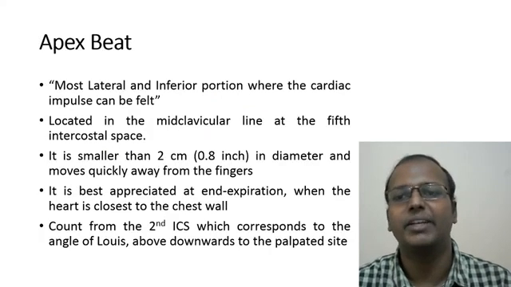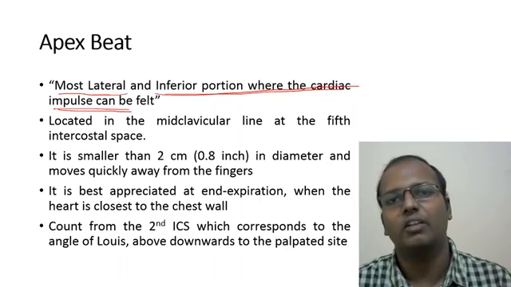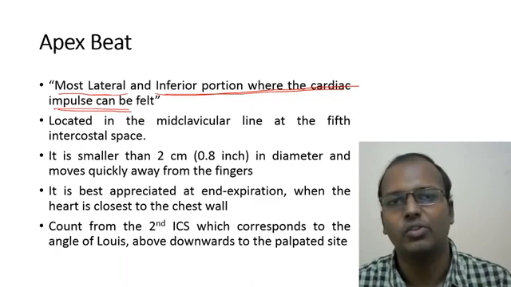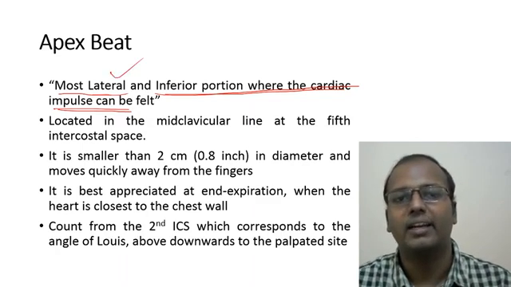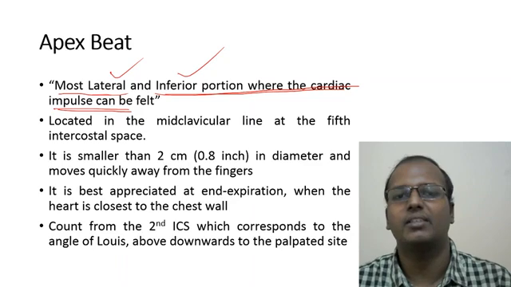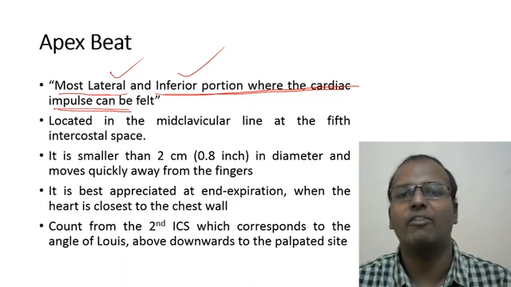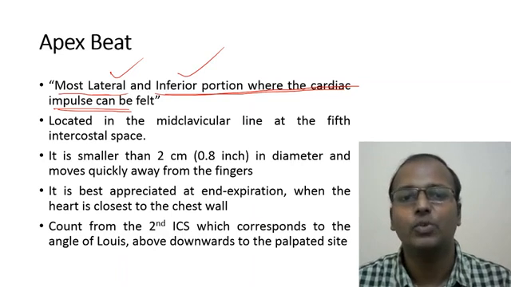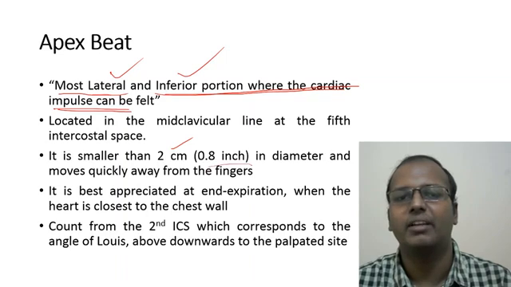Coming to apex beat. What is apex beat? Very, very important: the most lateral and inferior portion where the cardiac impulse can be felt. Because there are a lot of pulsations which can be seen, and sometimes they can be prominent, but the apex beat is the most lateral and inferior. It is usually located in the left fifth intercostal space at or medial to the mid-clavicular line, half an inch medial to it. Sometimes it can be at the mid-clavicular line. It is usually smaller than 2 cm or 0.8 inch in diameter, moves quickly away from the fingers, and is best appreciated at end expiration, when the heart is closest to the chest wall.